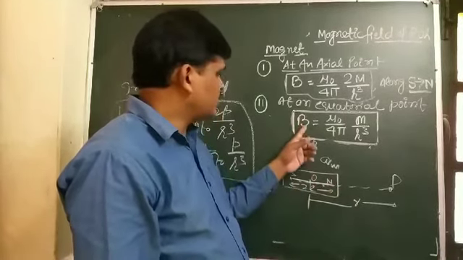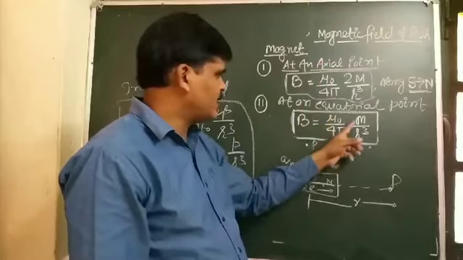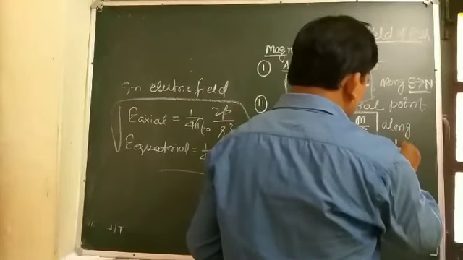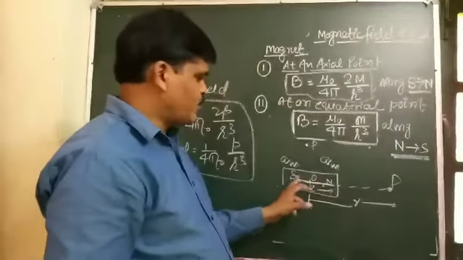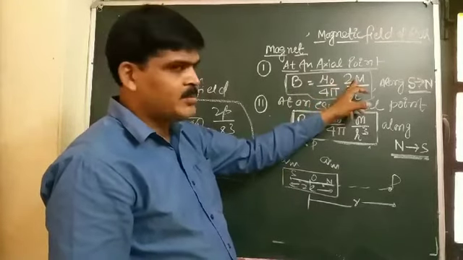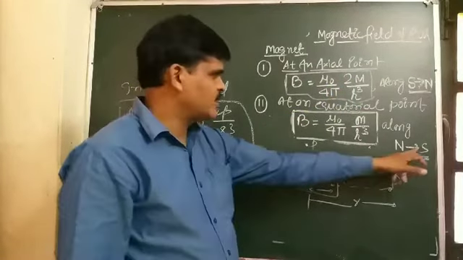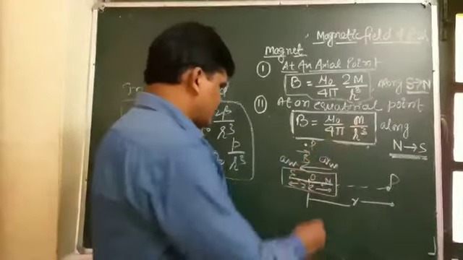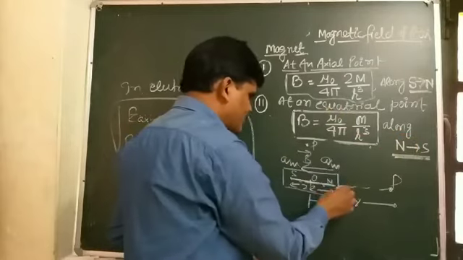So on the equatorial point, the net magnetic field due to the bar magnet is mu naught by 4 pi times M by r cube, and its direction is just opposite, from N to S. And if you write it in vector form, B and M are along the same line. The magnetic field on the equatorial point is towards north to south.